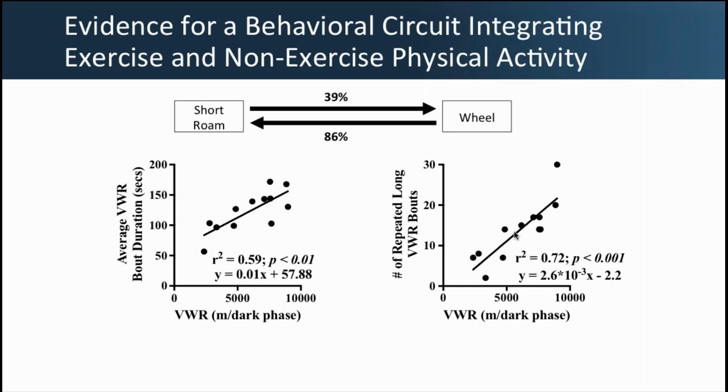And so this really illustrates the link between an off-wheel activity, the short roam, and wheel running. And so this integration between exercise activity and non-exercise activity is really what we think is probably the most important takeaway from this particular data set. And we're really just scratching the surface. John mentioned that you can measure energy expenditure during each of these individual behaviors, and we really haven't done any of that yet. So there's certainly a long way to go still.